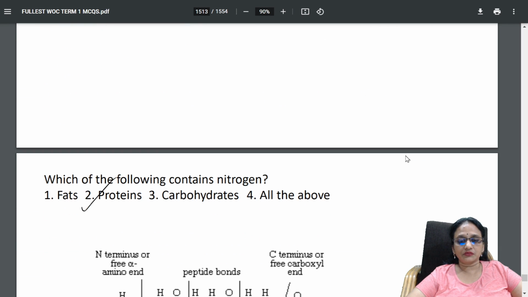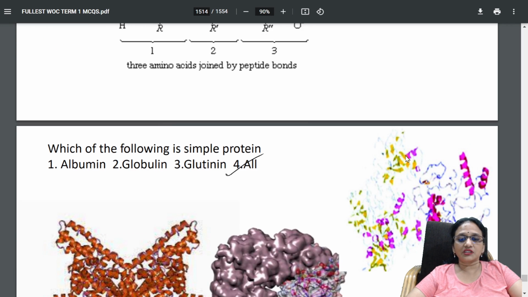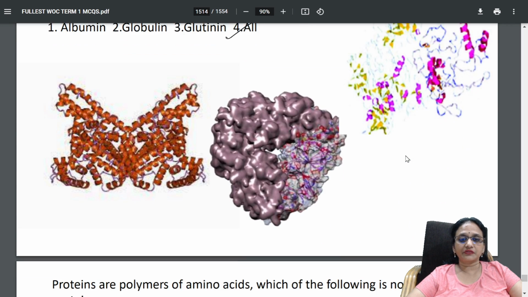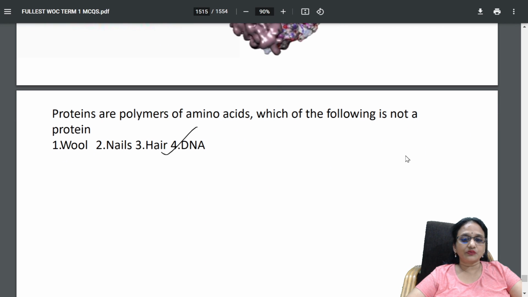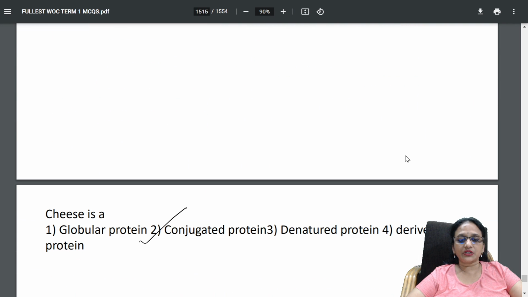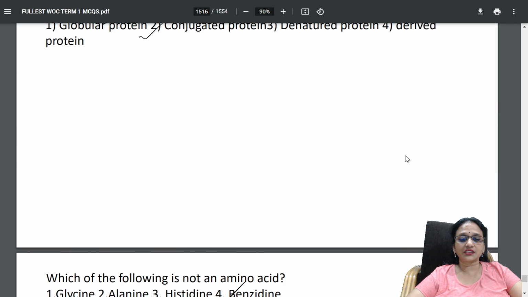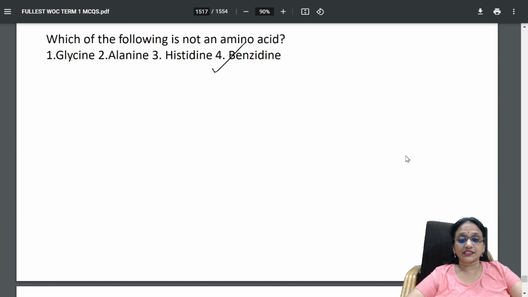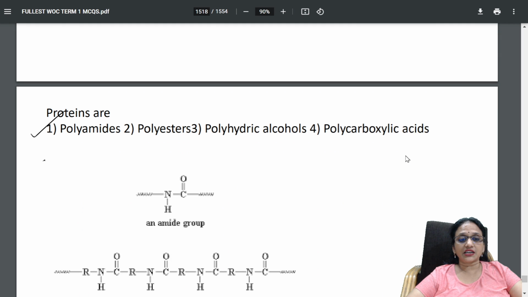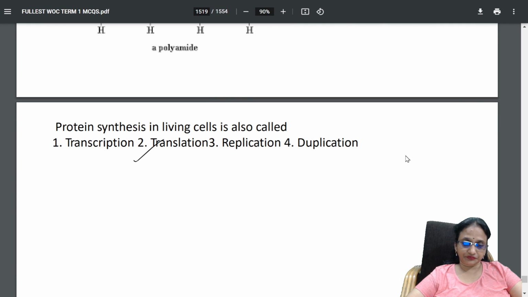Protein, what is its function? What is meant by a peptide bond? What are the simple proteins which we have? Different examples of amino acids. What is cheese? Basically, what type of protein is it, a conjugated protein? Which of the following is not an amino acid? Like that, gradually, we are going to learn about every line of NCERT.